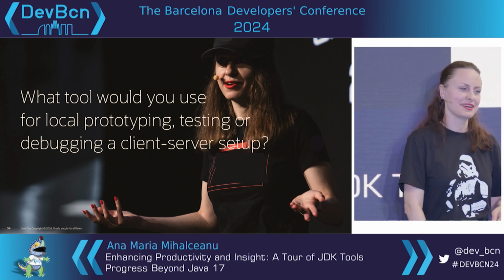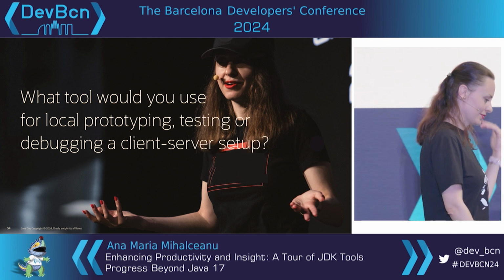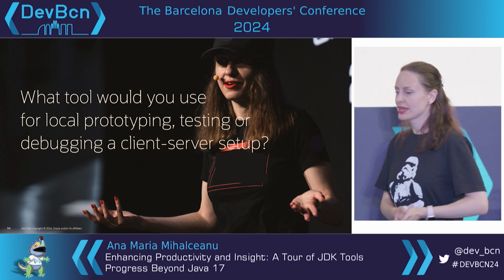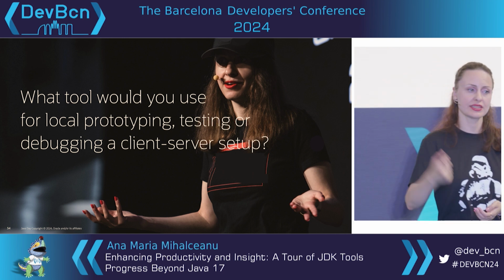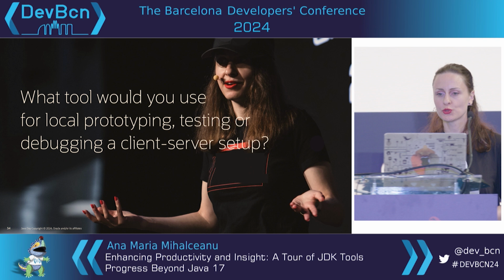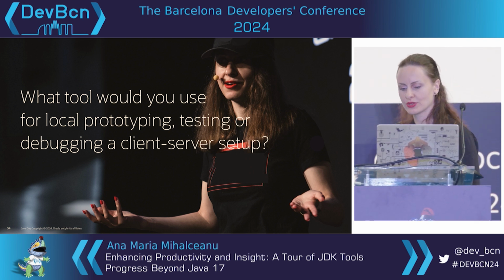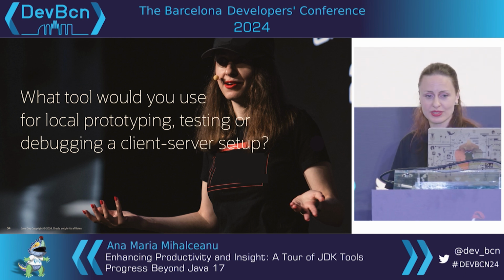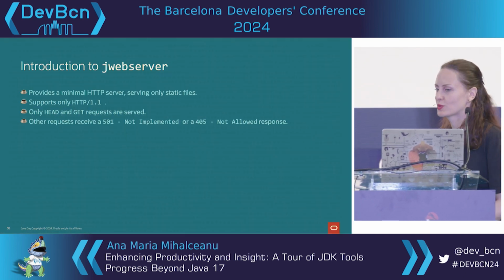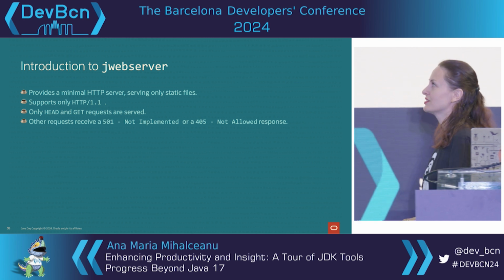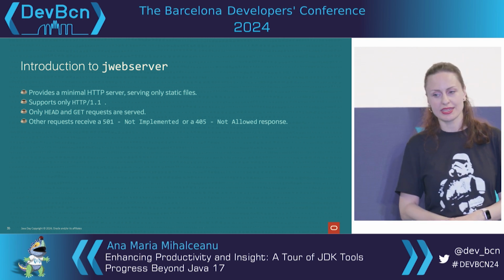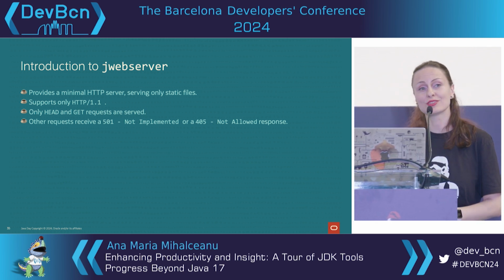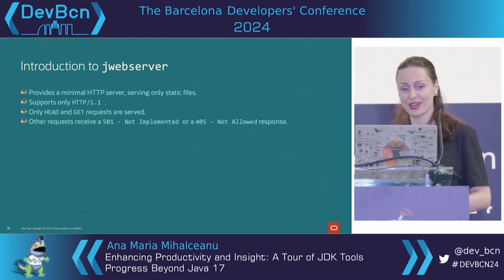So the options that were told at other times that I ran the session were, okay, Docker setup, because it's great, and WireMock for testing especially, which, by the way, are great options. But there's another way to do this pretty quickly and check all three of these requirements by using jwebserver. So jwebserver is another JDK tool that was introduced in JDK 18 and gives you access to a minimal HTTP server that can serve only static files.